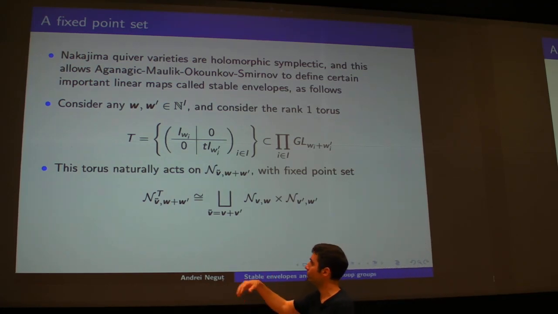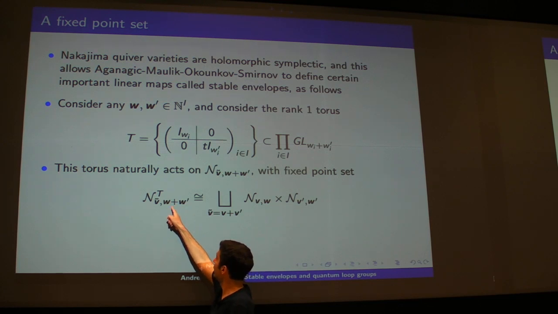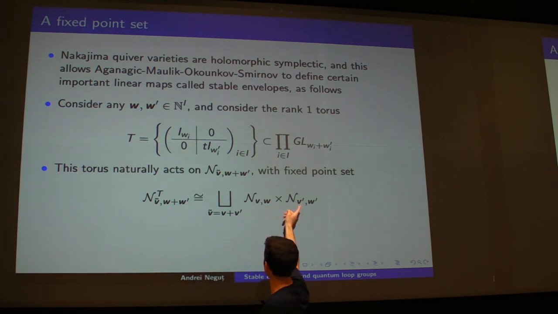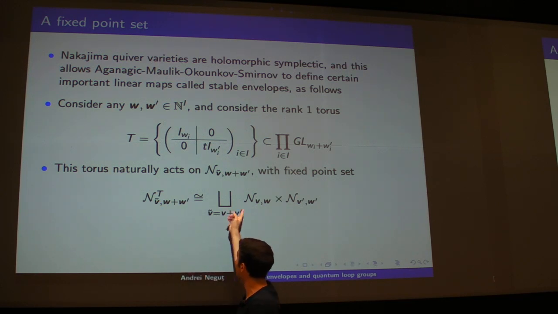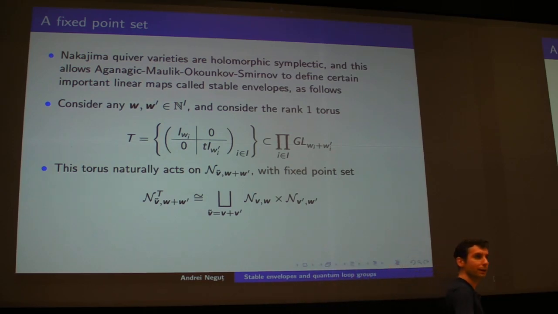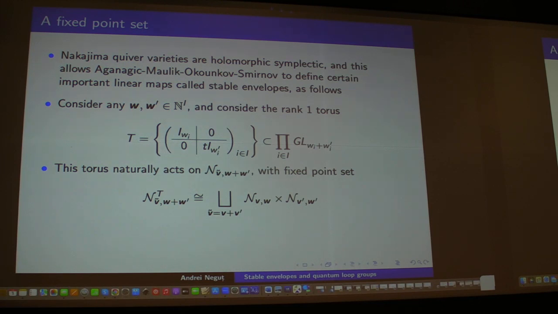And the only thing you have to do now is take the disjoint union here, because if you break this framing vector into W and W prime, you should also be prepared to break the gauge vector, this V tilde, into V and V prime in all possible ways. So it's a fact, and this is actually a relatively easy geometric exercise to show, that the fixed point set of this rank one torus is exactly what I wrote at this point.